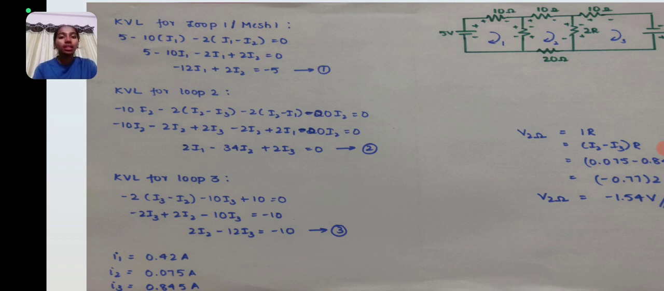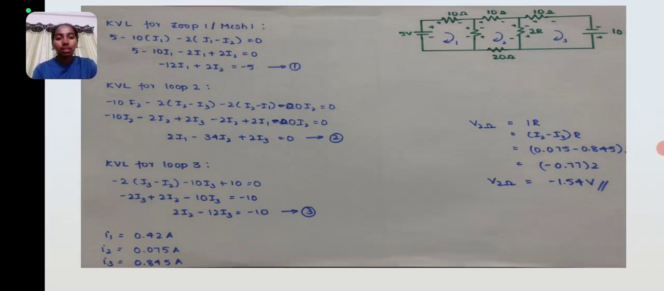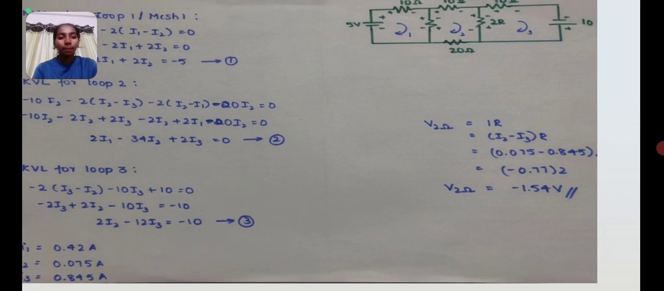As I told in the previous problem, substituting all these three equations in the calculator, we get the current flowing through loop 1, loop 2, loop 3, that is I1, I2 and I3. So I1 is 0.42 ampere, I2 is 0.075 ampere, I3 is 0.895 ampere.